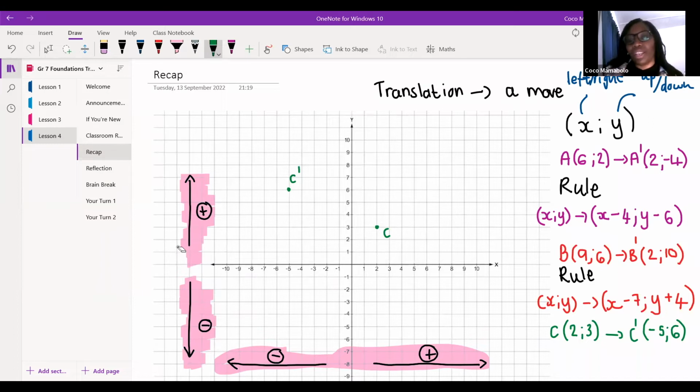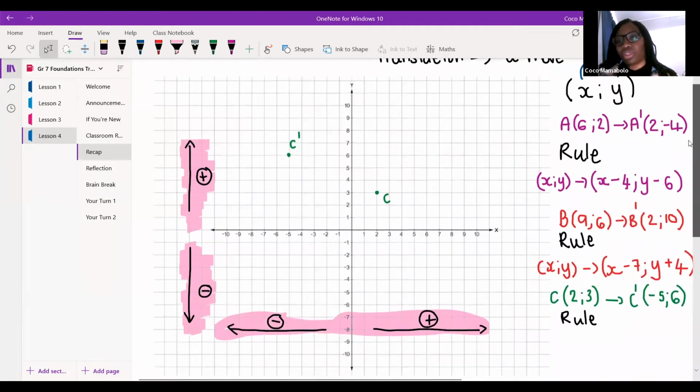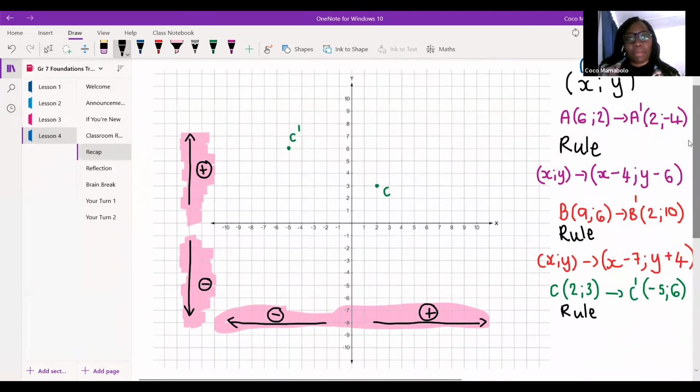Okay, now we have to find our rule. Now remember, guys, we're moving X, so we need to move left or right first. Mivuyo, are you ready? Yes, ma'am. So to get from C to C prime, do we move left or right? Left, ma'am. Great. So we're going to count how many times we need to move to get right underneath C. 1, 2, 3, 4, 5, 6, 7.